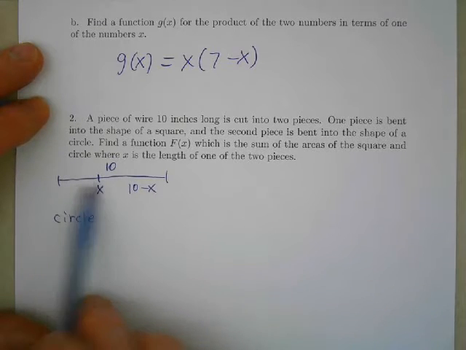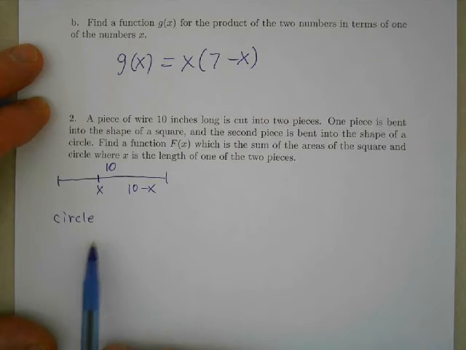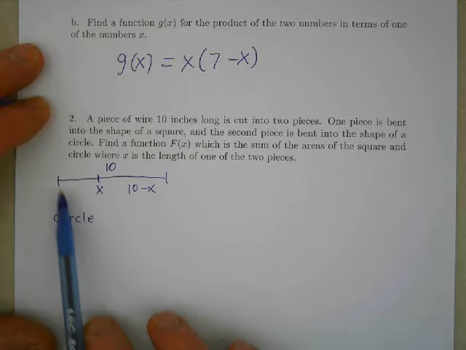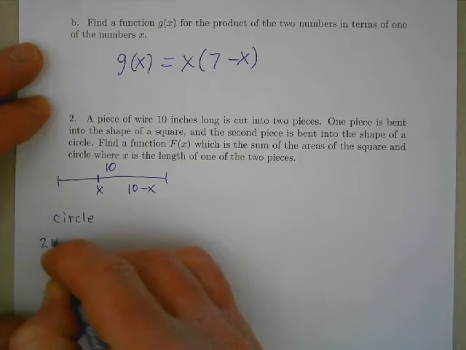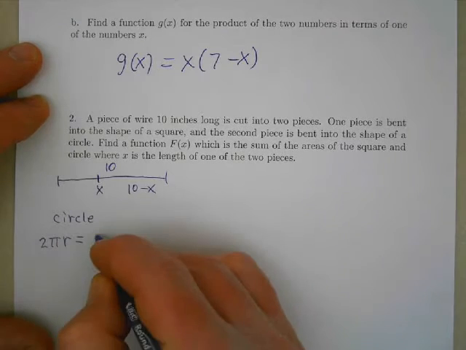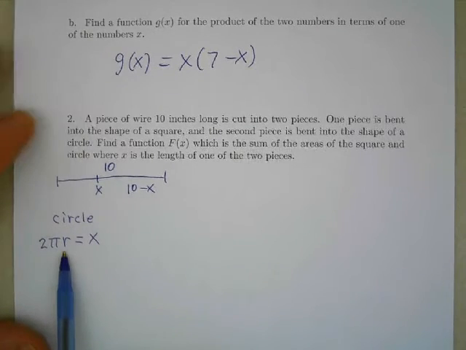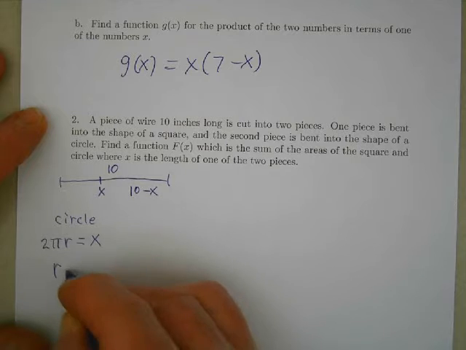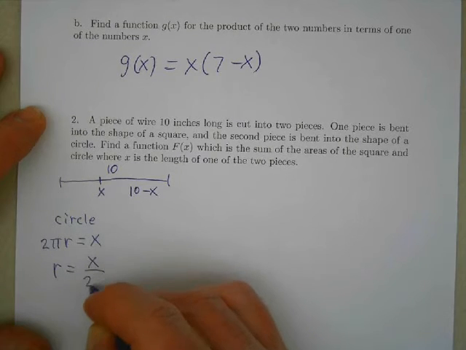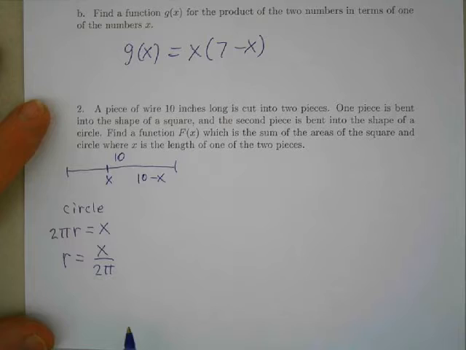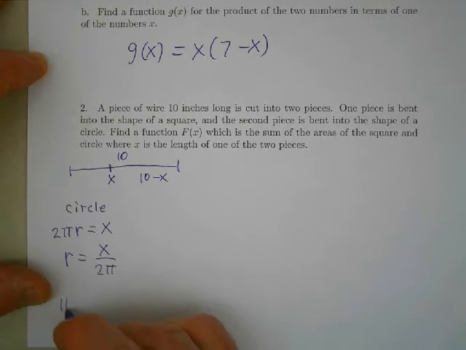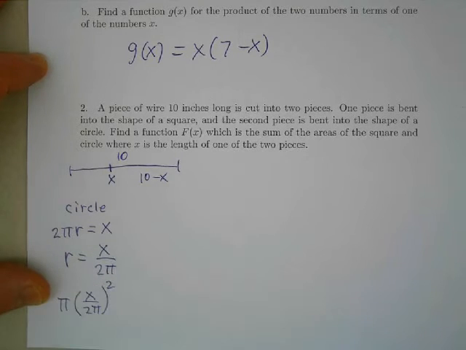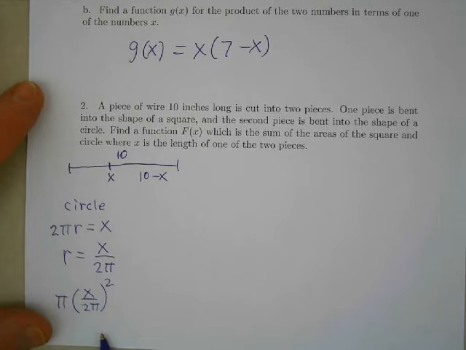We'll take the piece that is x inches long and bend it into the shape of a circle. So that means the value of x is equal to the circumference of the circle, which is 2 times pi times the radius. We set that equal to x. We want to know what r is in terms of x. So here we just find that the radius is x divided by 2 pi. And so the area of a circle is pi times the radius squared. So the area of this circle is pi times its radius, x divided by 2 pi, squared. And that's how we'll leave it for this part.